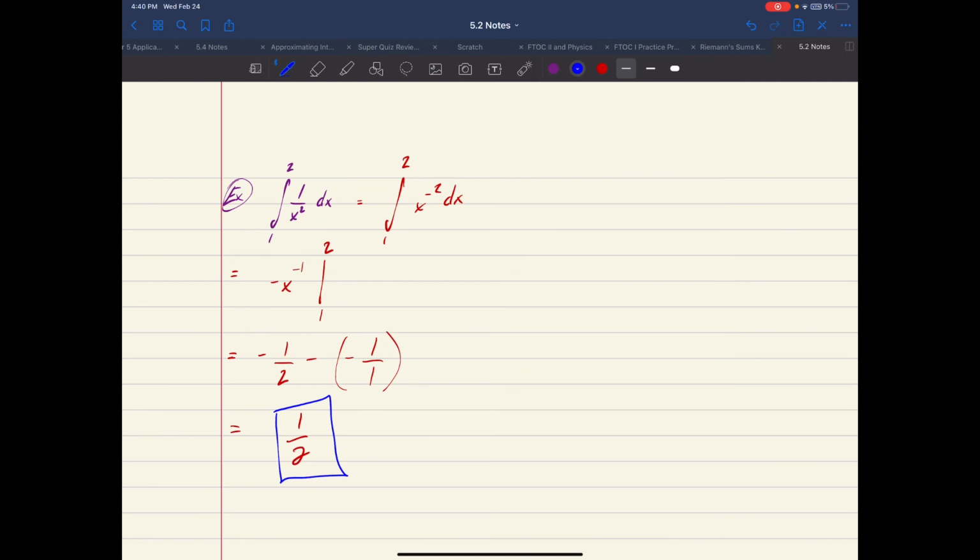These are just some simple examples to get you started, and we'll work some more out in the live sessions, but that is ultimately what we do. It's just find the antiderivative and evaluate the antiderivative.